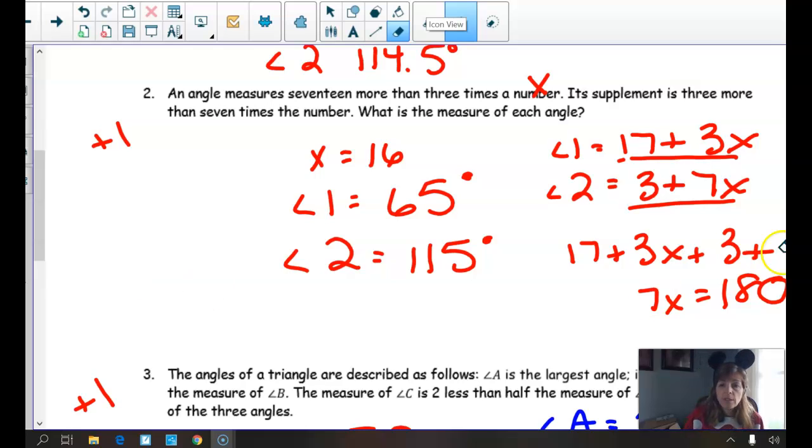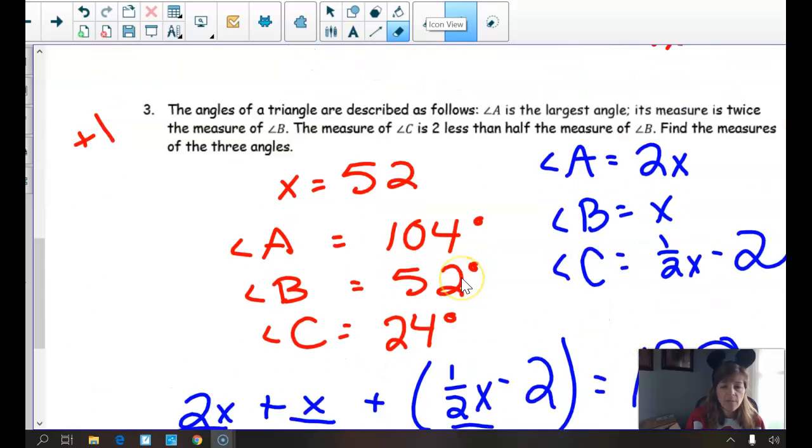All right, so notice I have my two angles, the expression we're going to use for them. And then I add all of those terms together. So 17 and 3 you can add together to make 20. The 3x and 7x equal 10x, so you can add those combined like terms. All right, and just solve for x. X is going to be 16, and then plug that in.